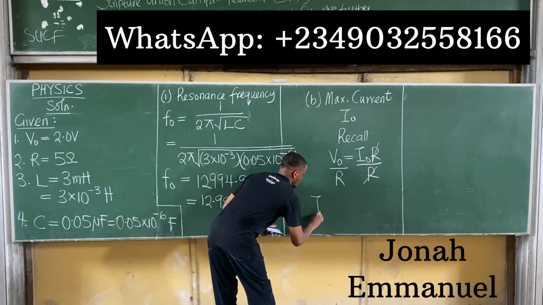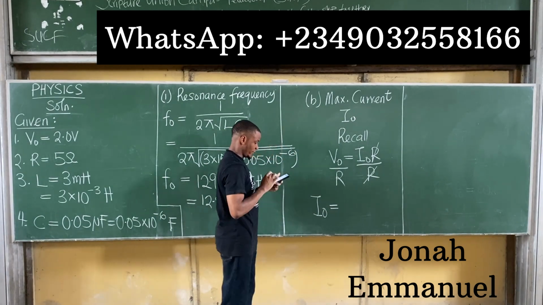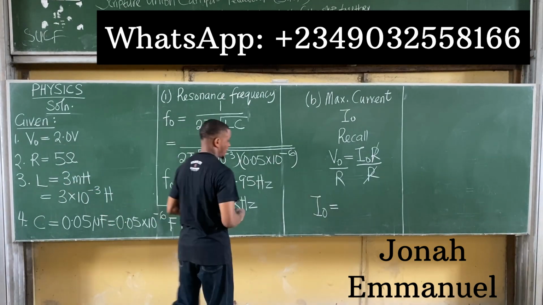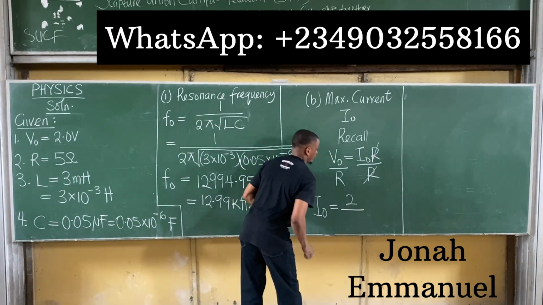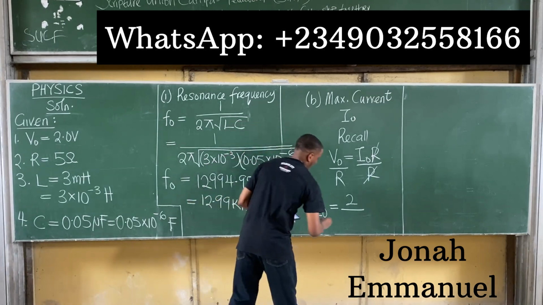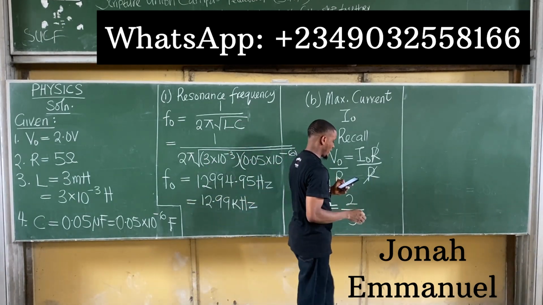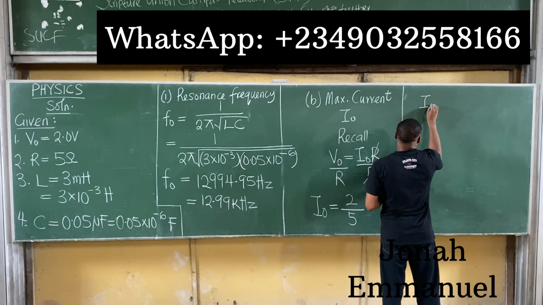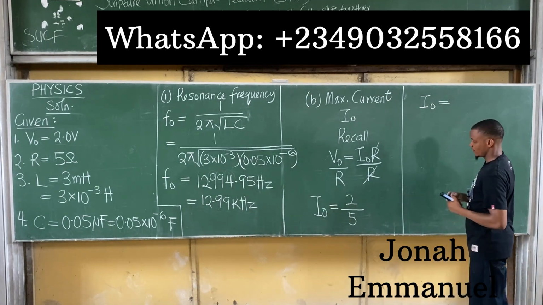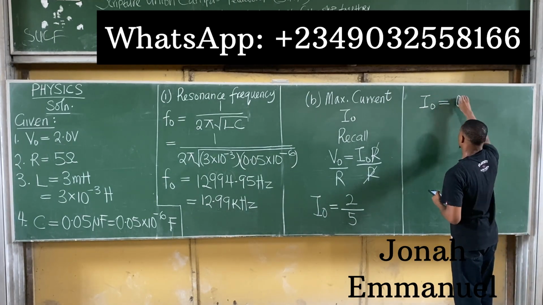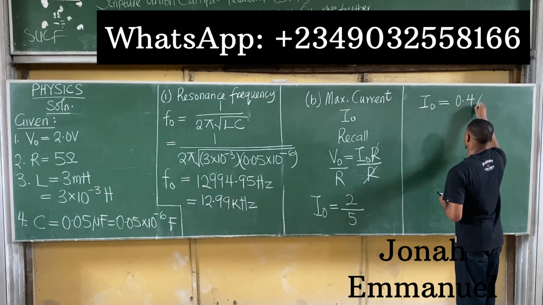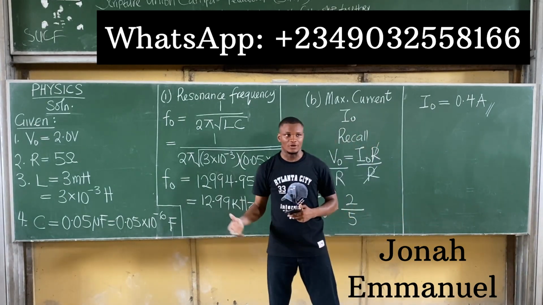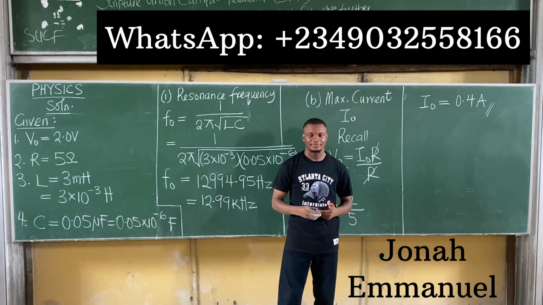So I have that I naught is equal to V naught. For V naught, right, so we have V naught here as 2.0 volts, which is 2 all over. We have the resistance as 5. From here, if you punch this, we would have that I naught, the maximum current, is equal to 2 over 5. That should give you about 0.4. Current is in amperes. The value becomes 0.4 amperes. So this is how to solve this question.